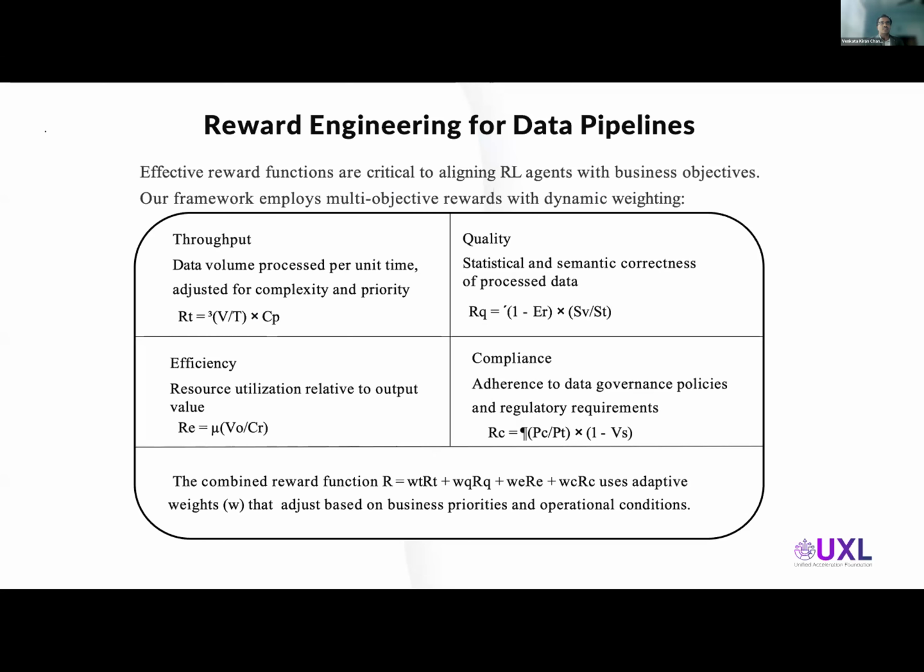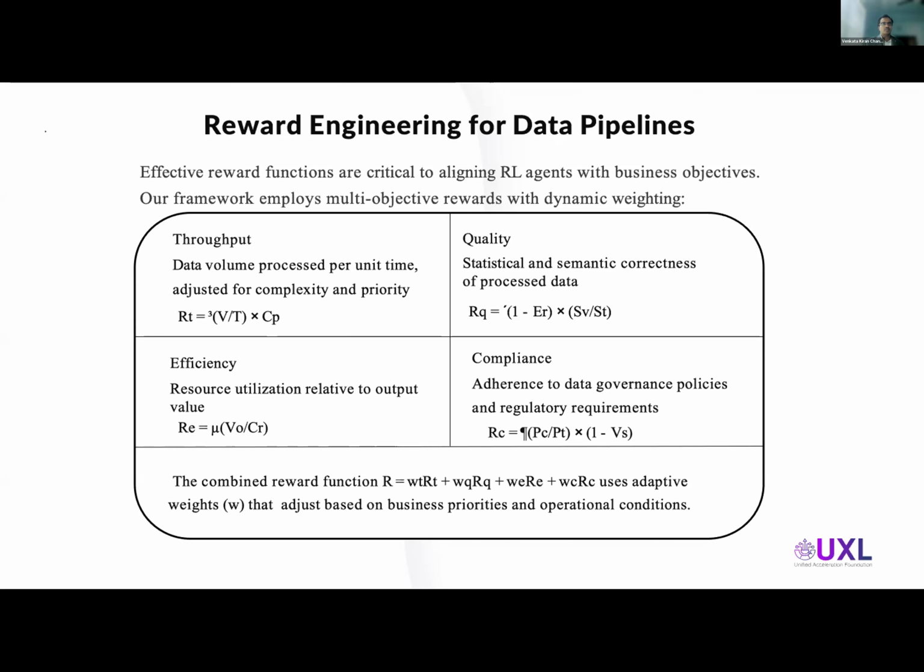Reward engineering is at the heart of aligning reinforcement learning with business goals. We define four objectives: throughput, quality, efficiency, and compliance. Throughput is measured as data volume processed per unit time. Quality is measured as statistical correctness plus semantic accuracy. Efficiency is how much useful output we achieve per unit cost. Compliance is adherence to governance policies and regulations in any organization.